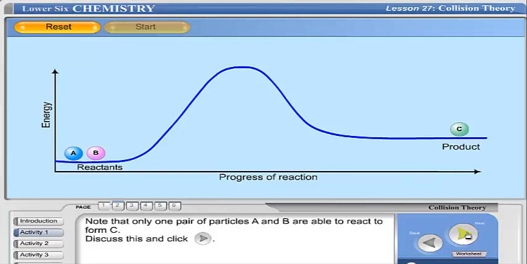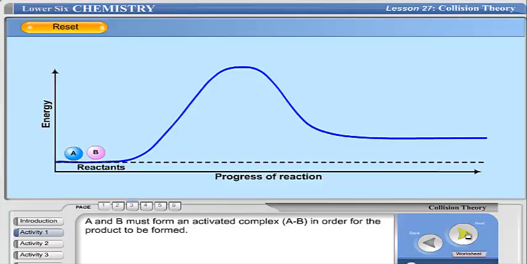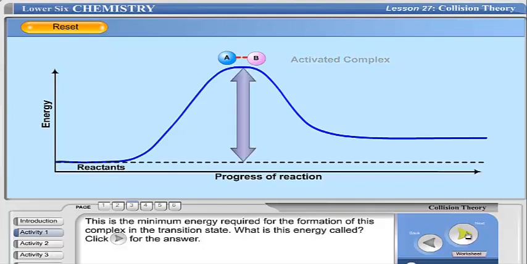Note that only one pair of particles, A and B, are able to react to form C. Discuss this and click Next. This pair of particles, A and B, are able to react because they have acquired enough energy to form C. A and B must form an activated complex, AB, in order for the product to be formed. This is the minimum energy required for the formation of this complex in the transition state.